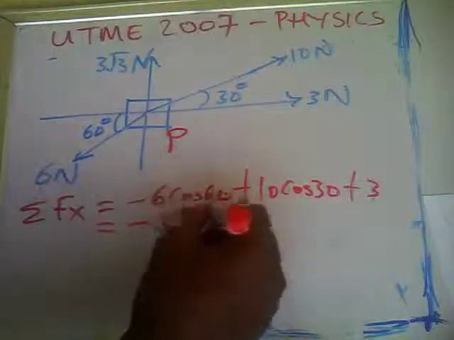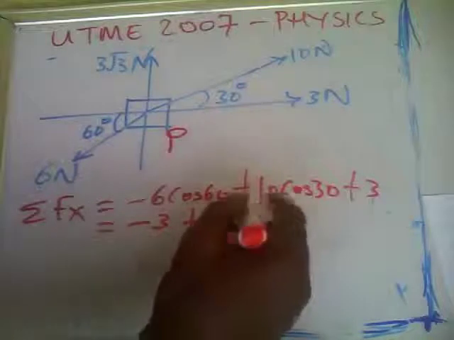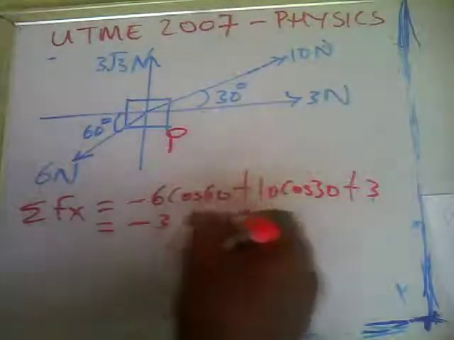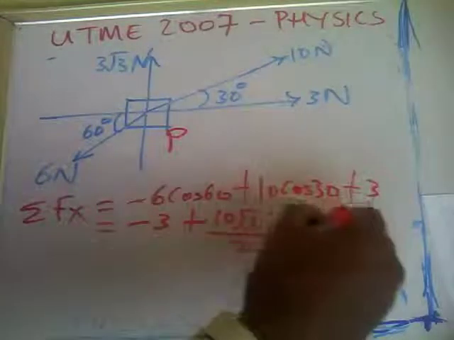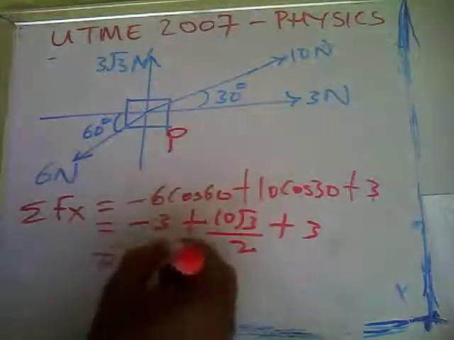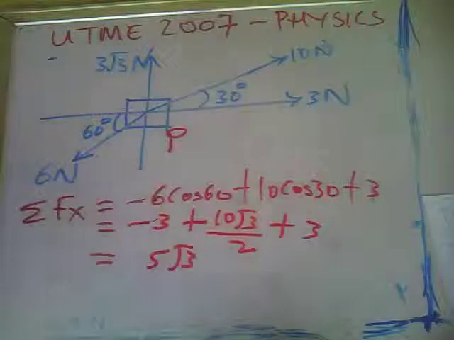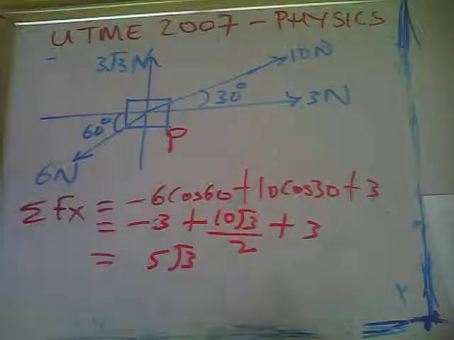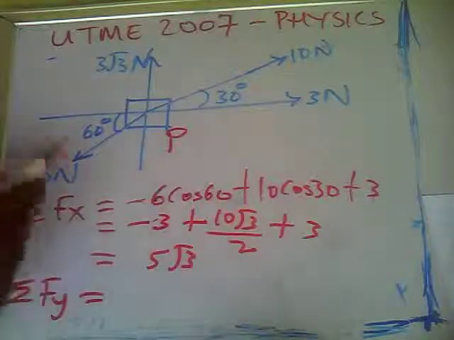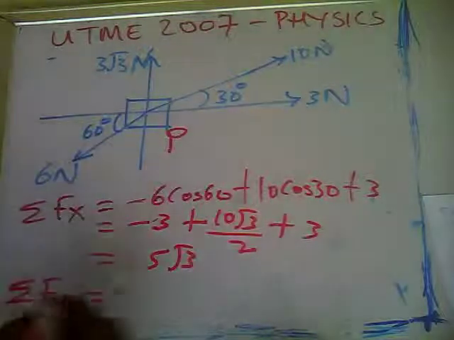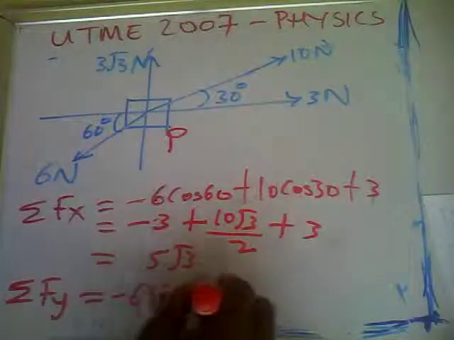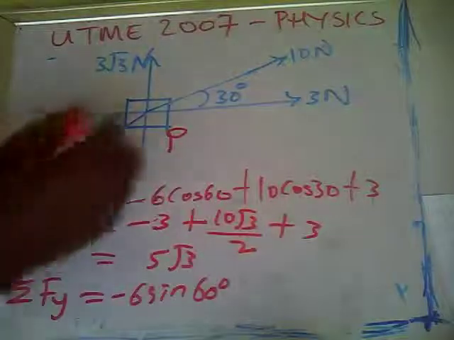Then plus 10 cos 30. Cos 30 is root 3 over 2, so we have 10 root 3 over 2. Then plus 3. What does that give us? This cancels this, so we have 5 root 3. So that is the horizontal component. Then find the vertical component. Resolving this one along the vertical, that becomes minus 6 sine 60 degrees, or minus 6 cos 30 degrees.